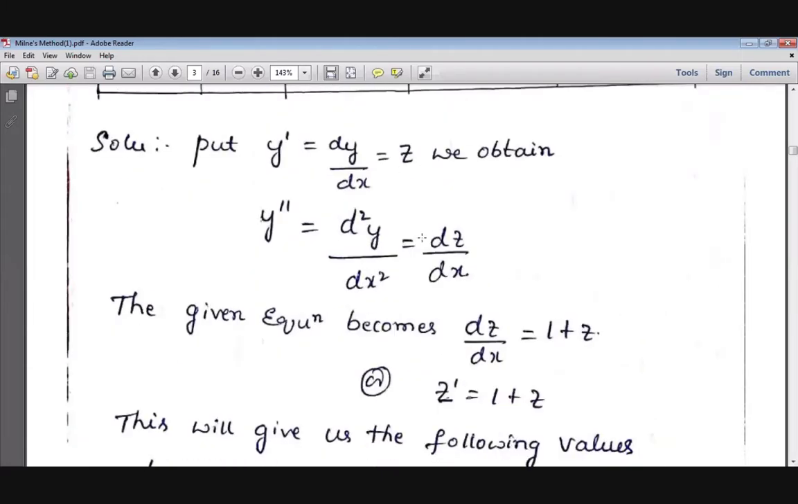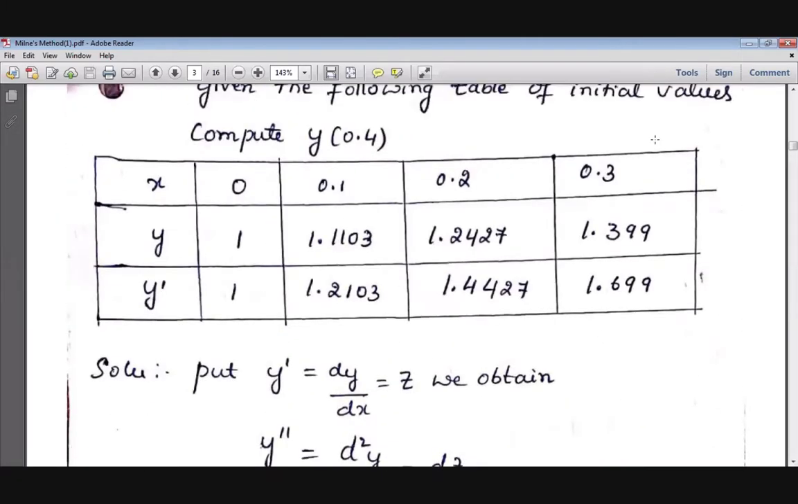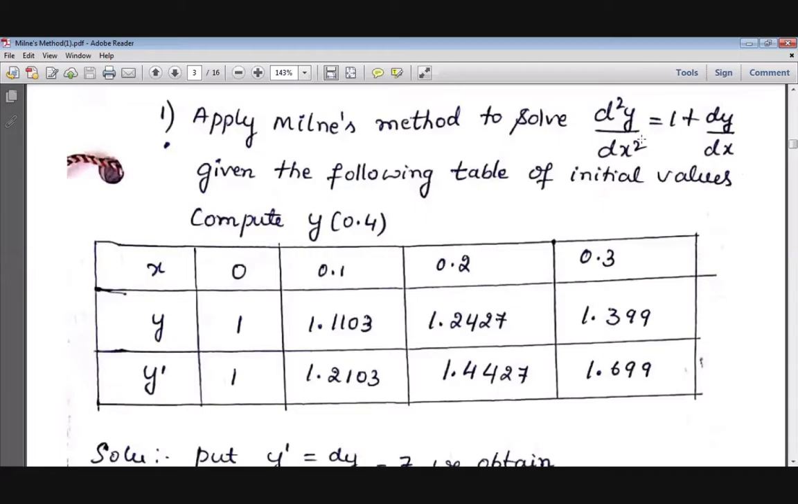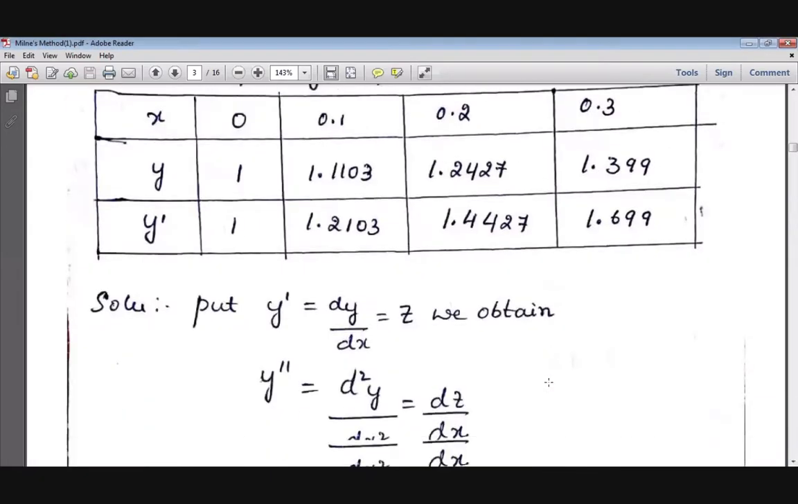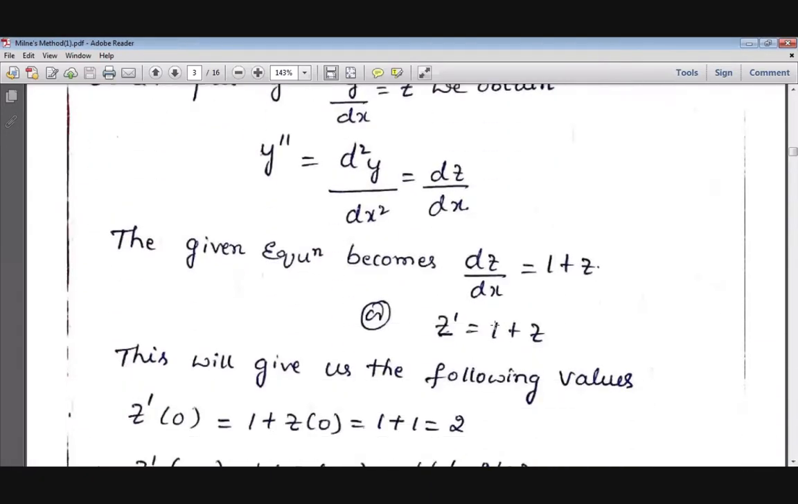This is the given problem: d square y by dx square equal to 1 plus dy by dx. It will reduce us to the new form. Which is the new form? This one: z dash equal to 1 plus z.